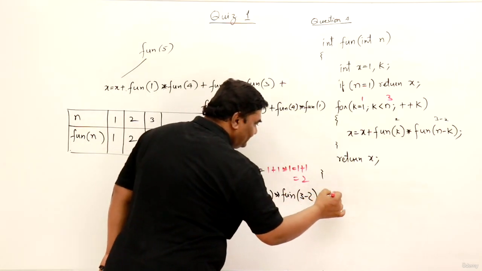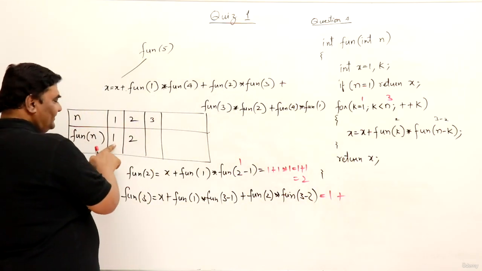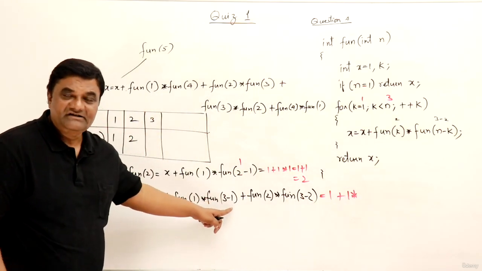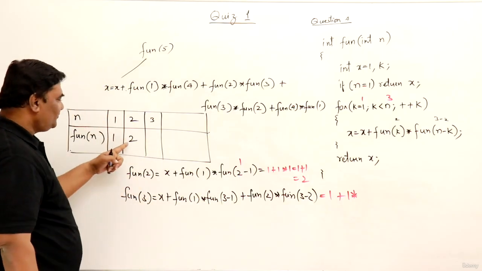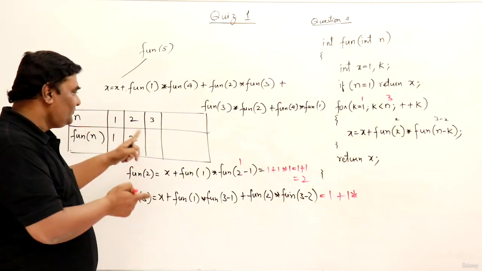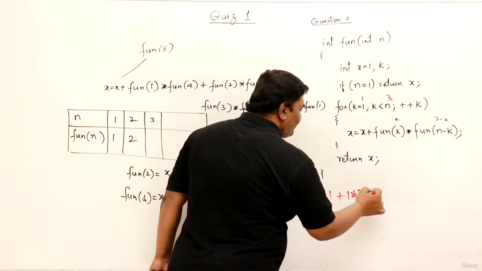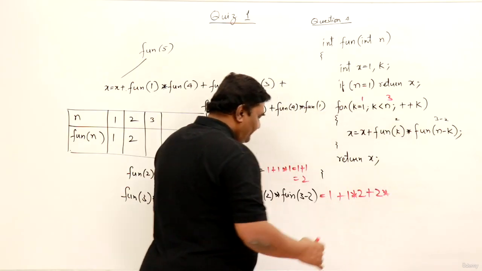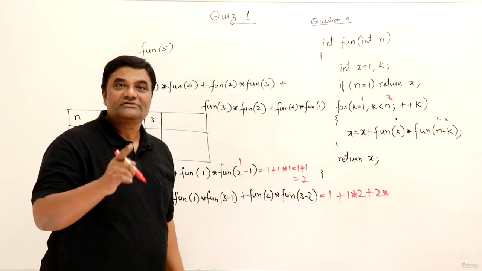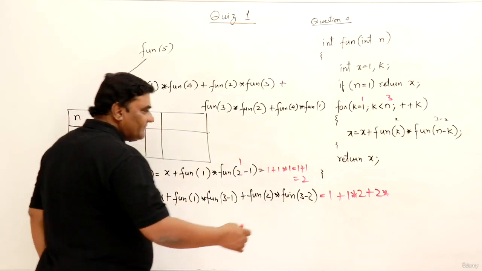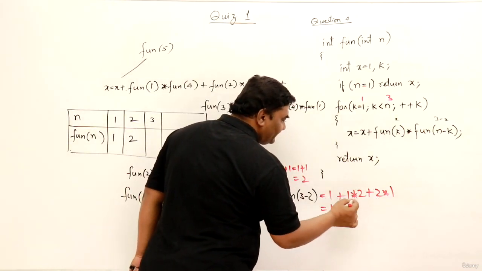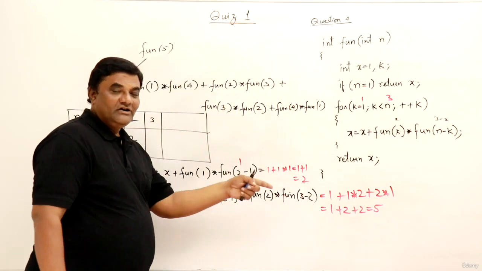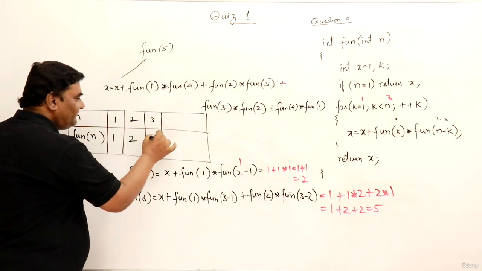This is 1 plus fun of 1. We already know it is 1, into fun of 3 minus 1. 3 minus 1 is 2, fun of 2. What is the value of fun of 2? We know it. See, this is the benefit. We already know the smaller values. So this is 1 into 2 plus fun of 2, which is 2, just now we wrote it, into fun of 3 minus 2. 3 minus 2 is 1. Fun of 1 is 1. Then total: 1 plus 1 into 2, 2 plus 2 into 1 is 2. So this is 5. So we got the answer as 5.